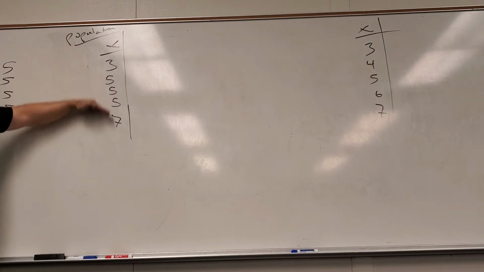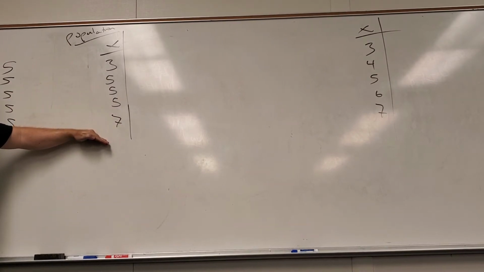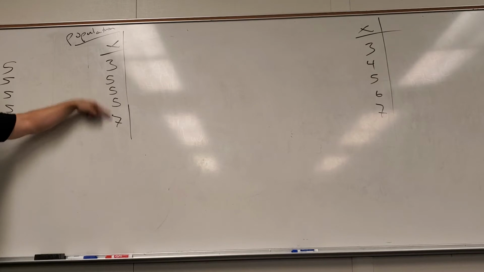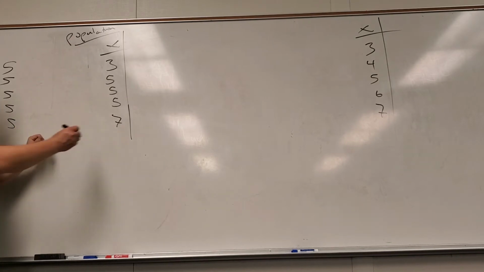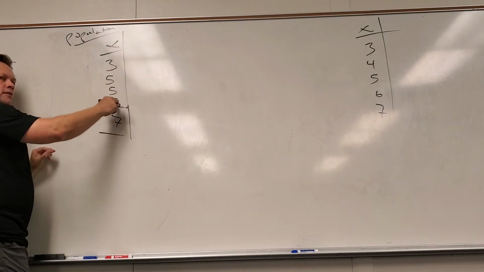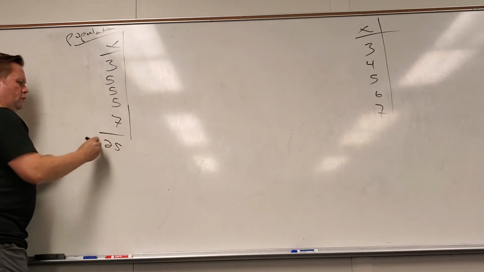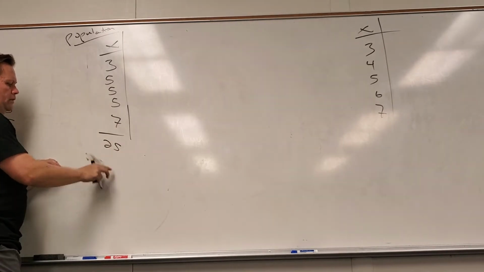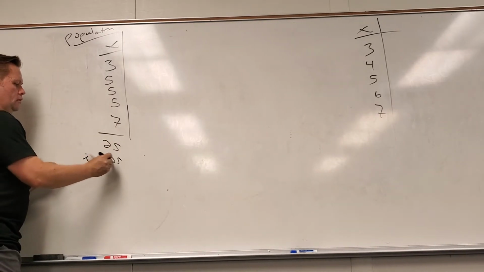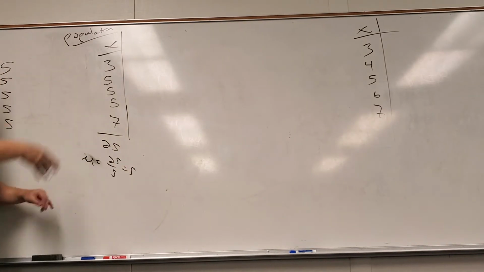Is everybody cool with the average of these still being 5? Do you guys see that? That went down 2, that went up 2, so the average is still 5. If you don't believe me, what do they add to? 25. And what's the mean going to be then? Oop, it's the population. Still freaking 5, of course, right?